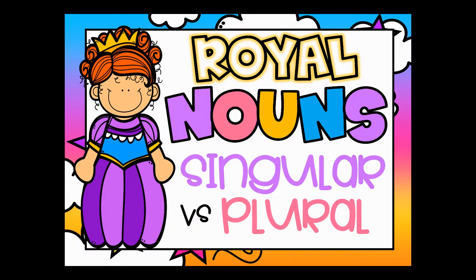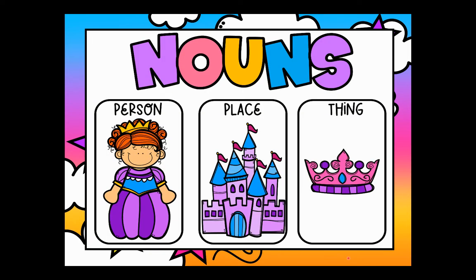Hello, everyone. Today we are going to be focusing on royal nouns, specifically talking about singular and plural nouns. So, to begin, let's do a little review. A noun can be several different things, it can be a person, a place, or a thing. So, for example, it can be a princess, a castle, or a crown.